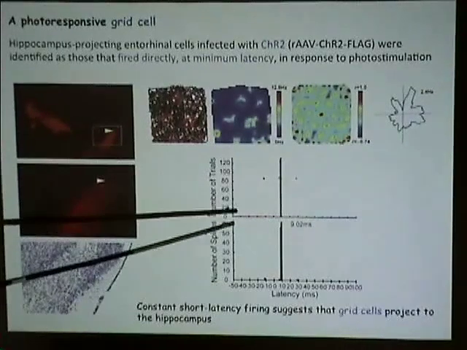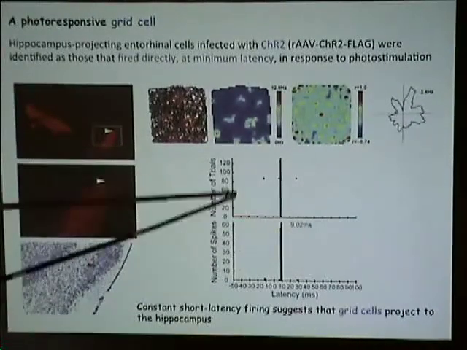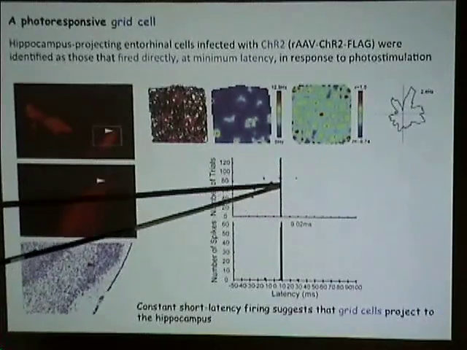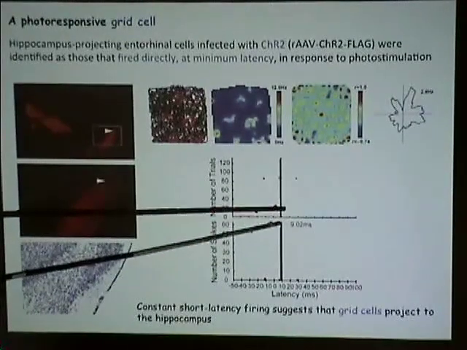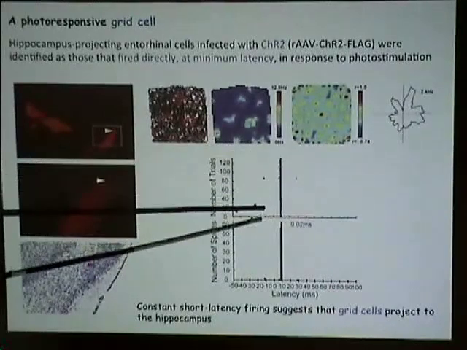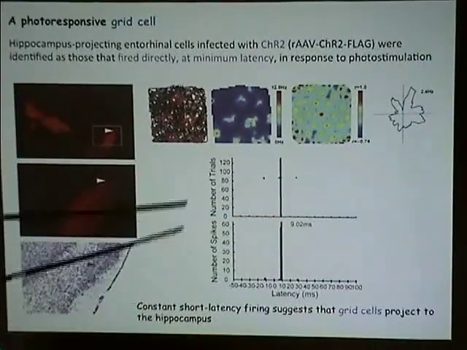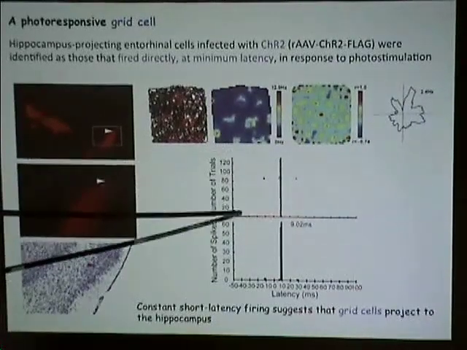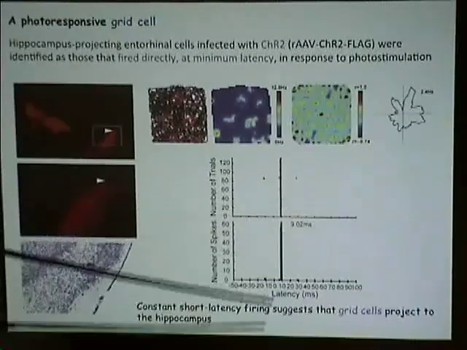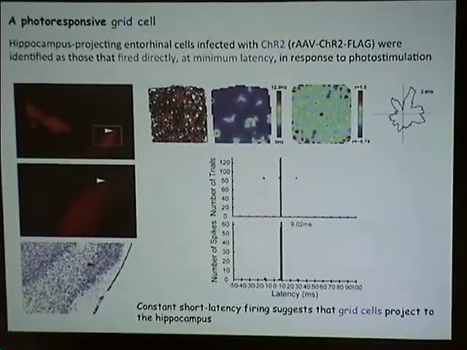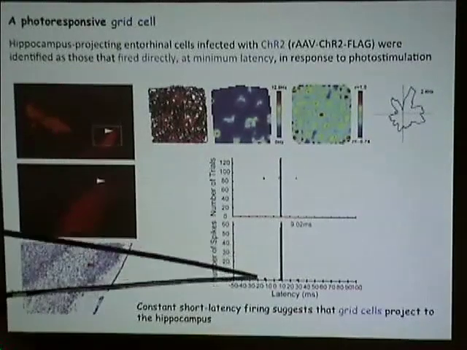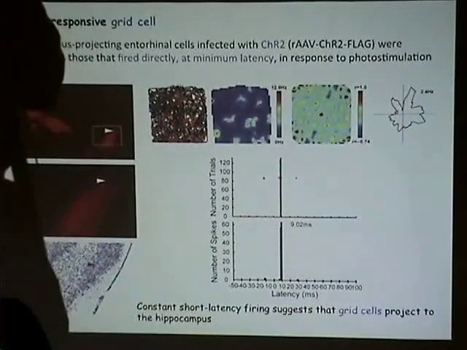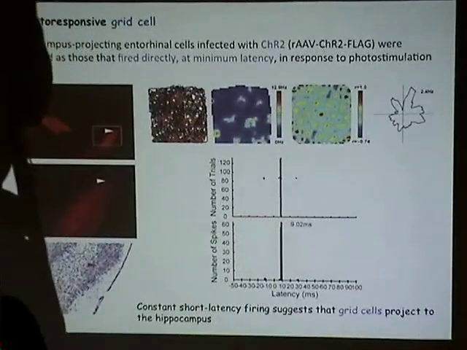And this here is a raster diagram. Actually, it doesn't even look like one, because the response is so sharply tied to the same latency. So the latency is 9.0 milliseconds in this case from the beginning of the light pulse, and on about 130 trials the cell responds at exactly 9.0 milliseconds. This is just the frequency distribution, so you see again the same. So this is a grid cell that responds at what was a minimal latency in our sample.